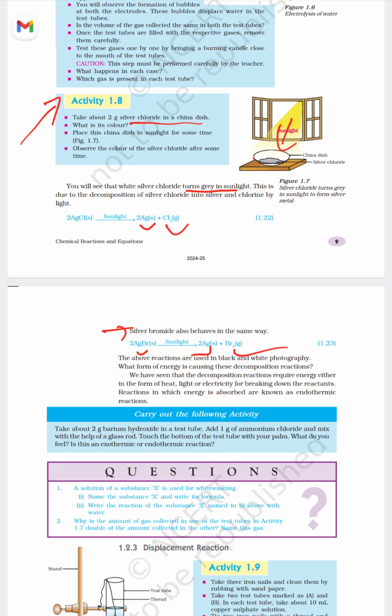Like this, you can take 2 grams of barium hydroxide in a test tube, add 1 gram of ammonium chloride and mix with the help of a glass rod. Touch the bottom of the test tube with your palm. What do you feel? Is this exothermic or endothermic? This you have to observe, and I will give you the answer to these questions in our next lecture. So you also try to get the answers to these questions, right?